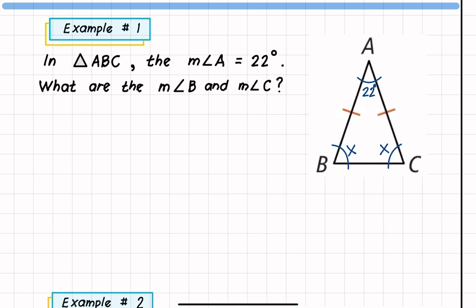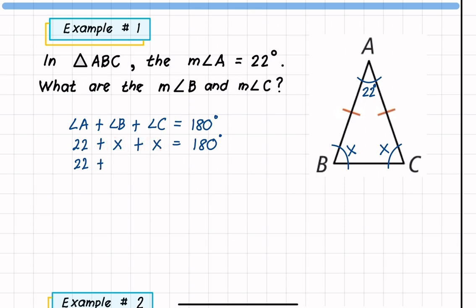Now remember, class, that the sum of the interior angles of a triangle is equal to 180 degrees. So if we add angle A plus angle B plus angle C, it should be equal to 180 degrees. Now let's substitute the values. Angle A is 22 degrees, so we put 22, plus angle B, we write x, plus angle C, we also write x, since they are congruent, equals 180 degrees. So what is x plus x? That is 2x.